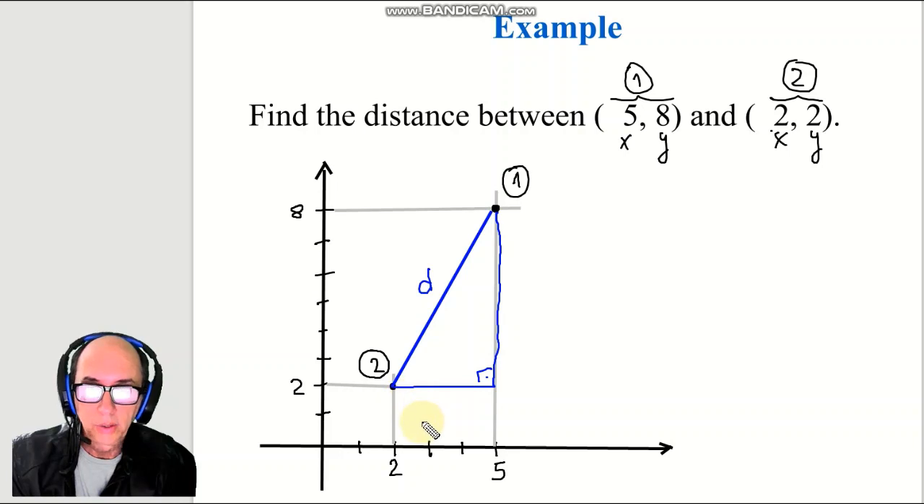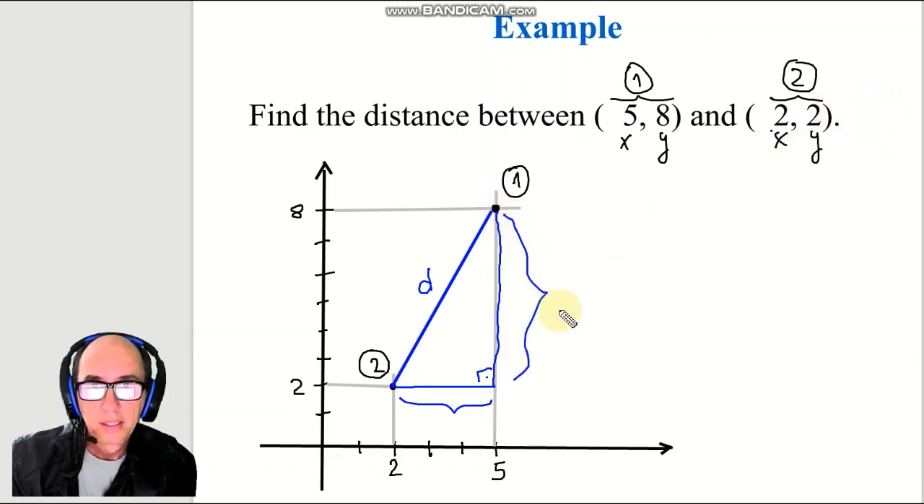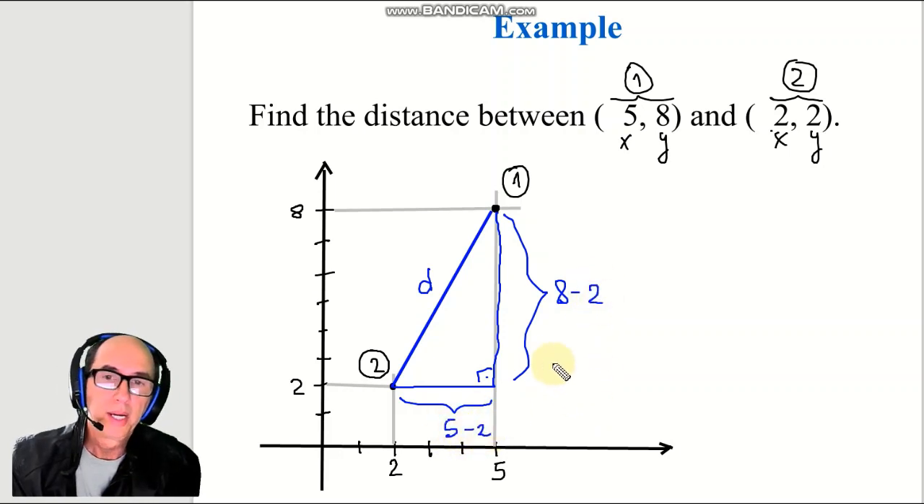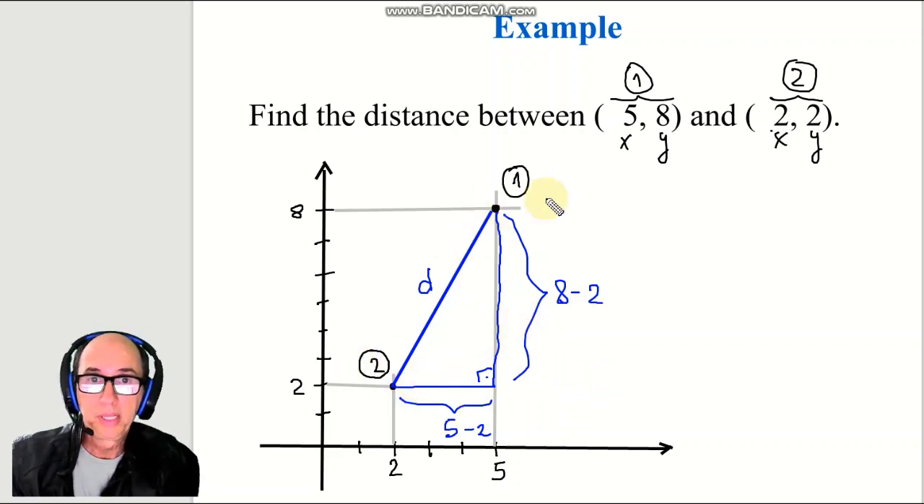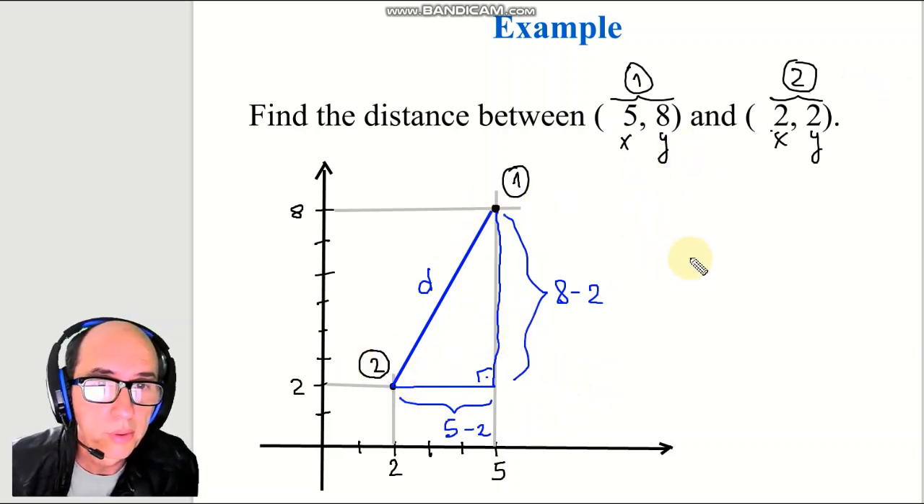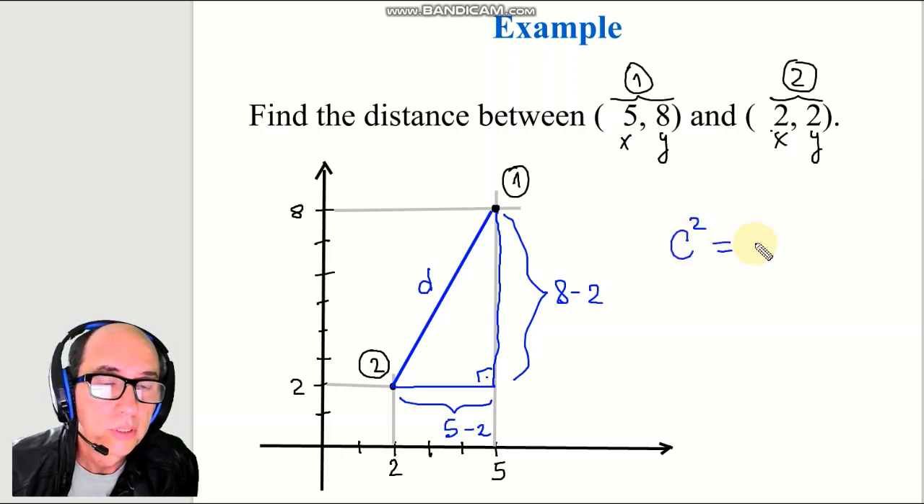And the legs of the triangle, you can identify. This is one of the legs. This is another leg. And the length of the leg is going to be, in this case here, 8 minus 2. And here 5 minus 2, right? So applying the Pythagorean theorem, do you remember the Pythagorean theorem? C squared equals A squared plus B squared.